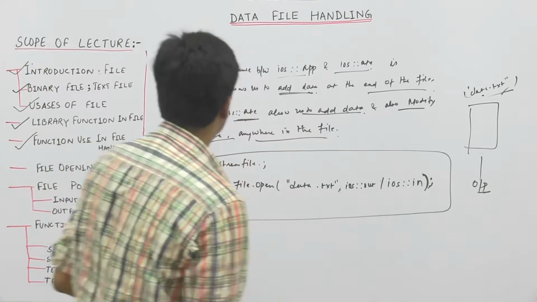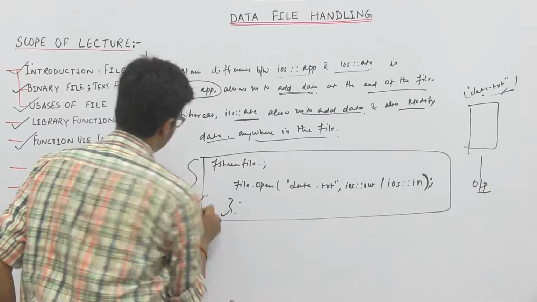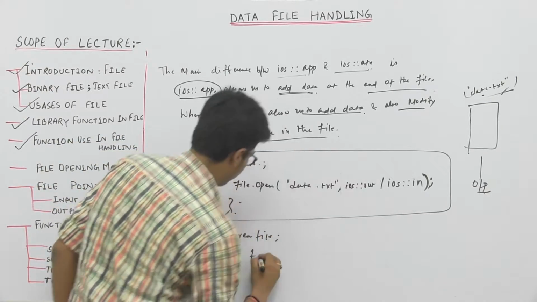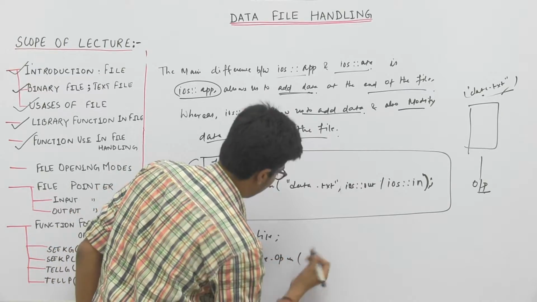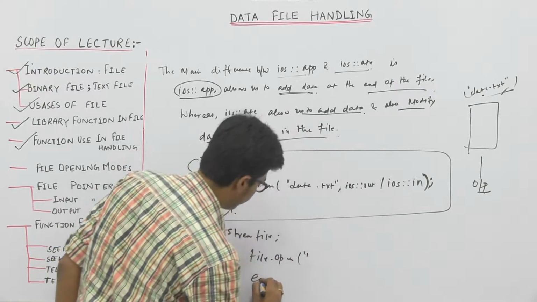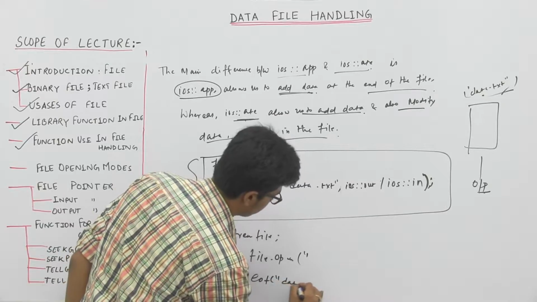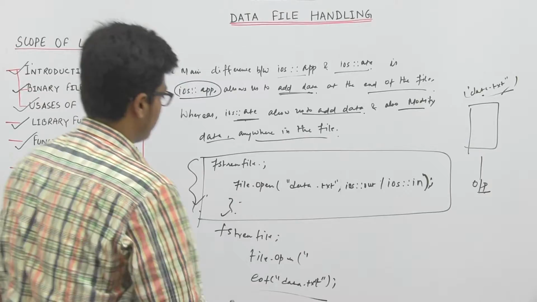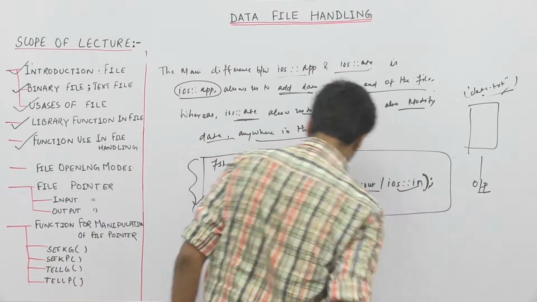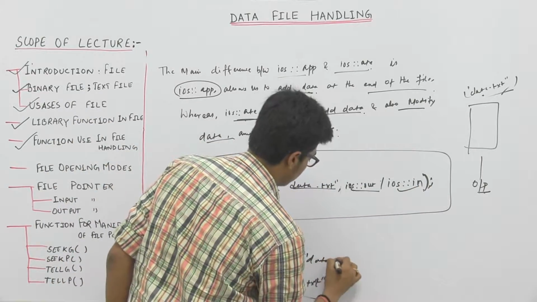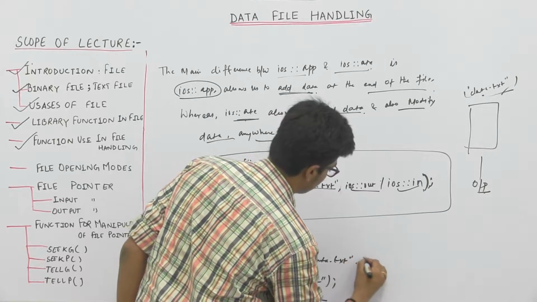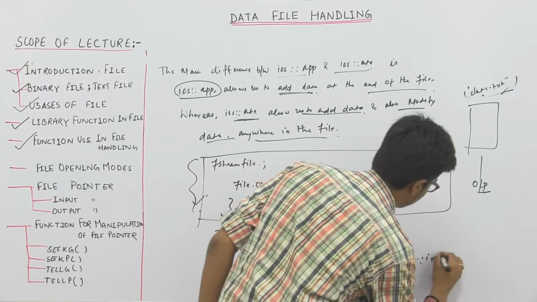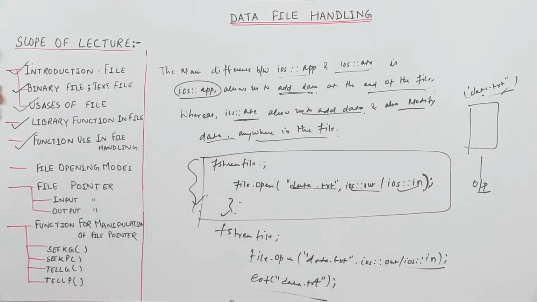So the basic syntax over there is fstream, then file dot open, and if you want to close the file, then you can write file dot close of data.txt. So here it is, the file data.txt with ios::out and ios::in. You can write data.txt dot ios::out, ios::in. So it is used like this.